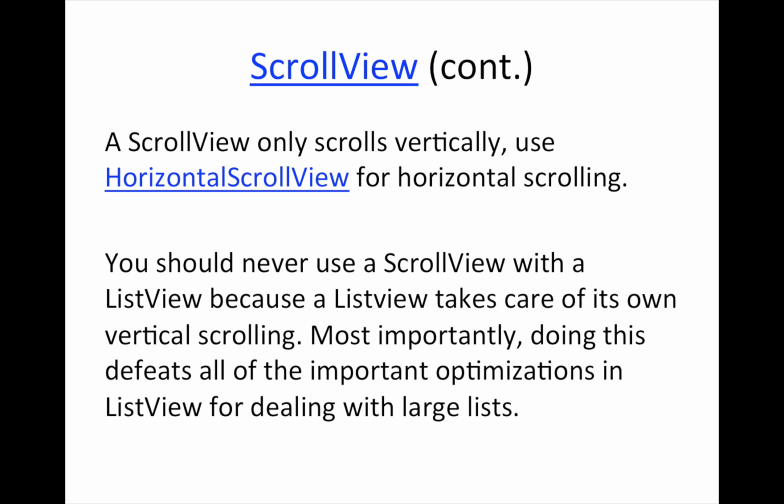Now keep in mind, the scroll view only scrolls vertically. To use horizontal scrolling, you have to use a horizontal scroll view, which is very similar but has slightly different functionality to lay items out horizontally as opposed to vertically. You should never ever use a scroll view with a list view, because a list view takes care of its own vertical scrolling, and a scroll view will also try to scroll. So when two different views conflict with each other in terms of who's supposed to scroll, things will act weird.